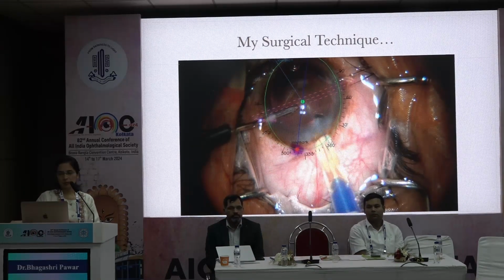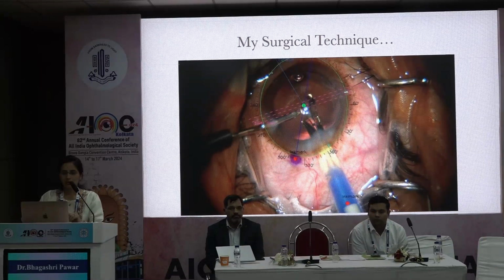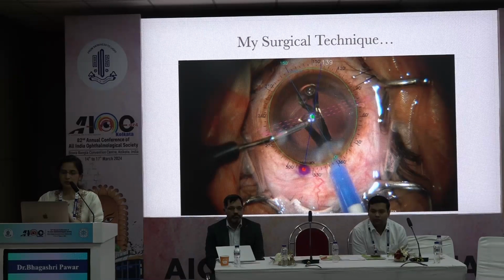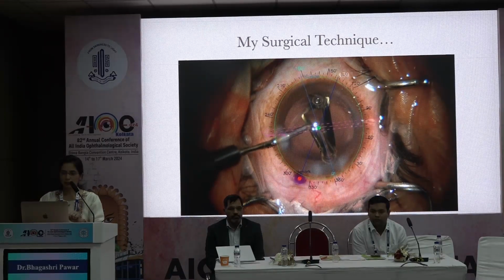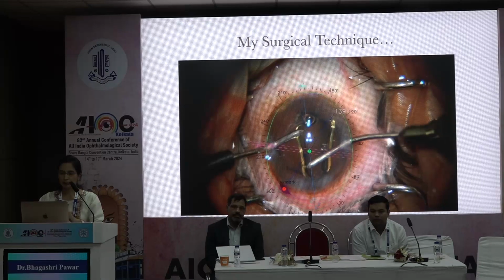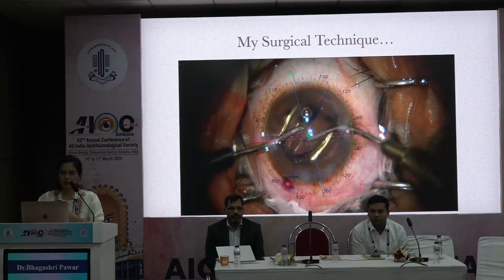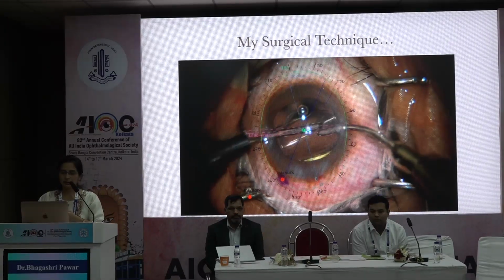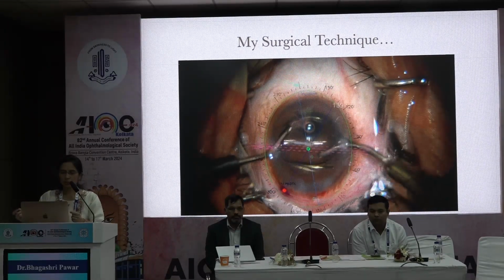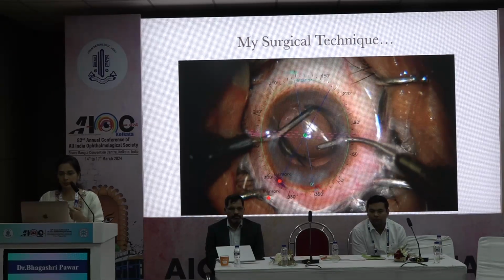So this is how I implant my toric IOLs. I usually implant it under continuous irrigation. The most important step in toric IOL is the size of your capsulorhexis. It should be around 5 to 5.5 millimeters so that it overlaps your optic from all directions, 360 degrees. That will significantly decrease the chances of rotation. I use my irrigation aspiration cannula itself to rotate the lens to the desired position.